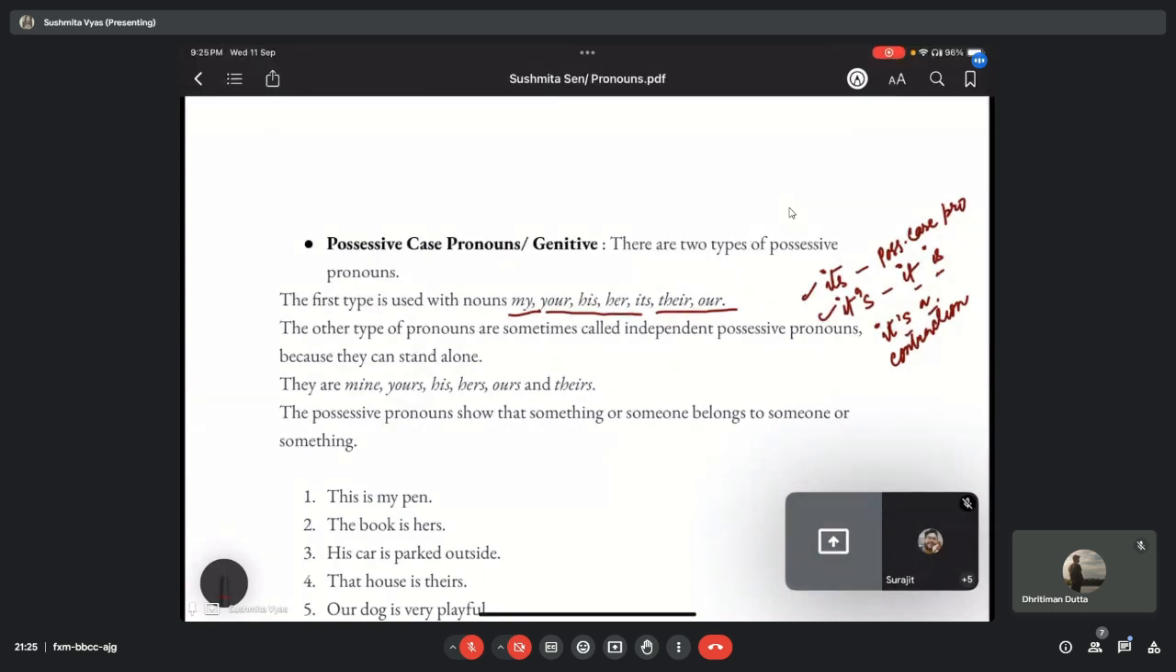Okay. So don't confuse its and it's. जब भी आई टी apostrophe s आएगा उसका मतलब होता है it is. So to shorten it is, it is written as it's. And its is a possessive case pronoun. Okay. Don't confuse these two.